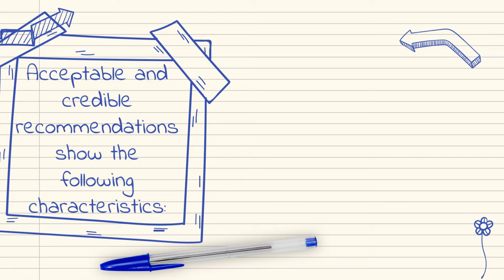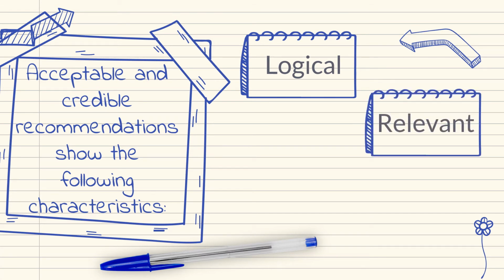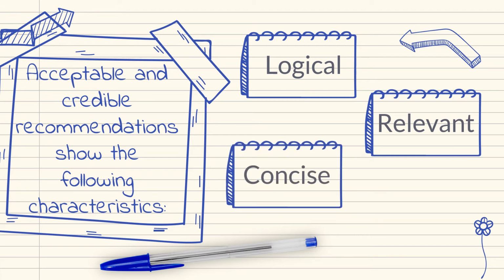Acceptable and credible recommendations show the following characteristics. First, it must be logical. Make sure that they flow sensibly from the conclusions. Also, it must be relevant. It can be achieved when they meet the purpose and the scope as stated in the introduction. Third, it must be concise. It must use precise words and give the reason for the recommendation, which is given only if necessary.